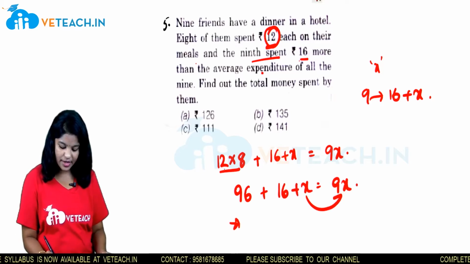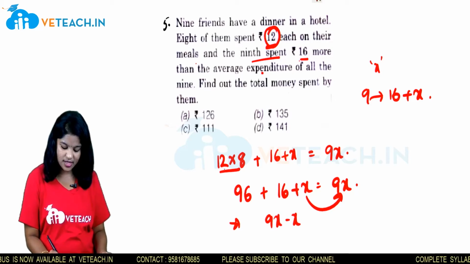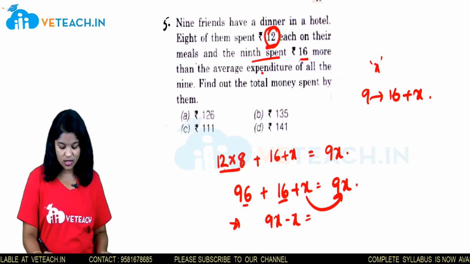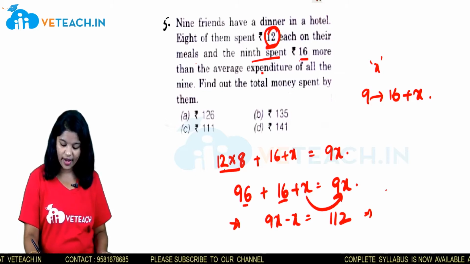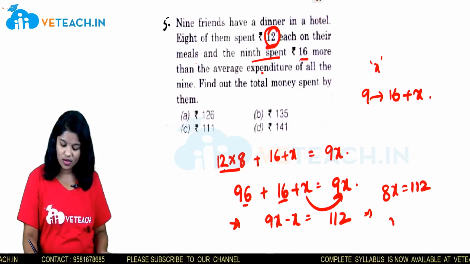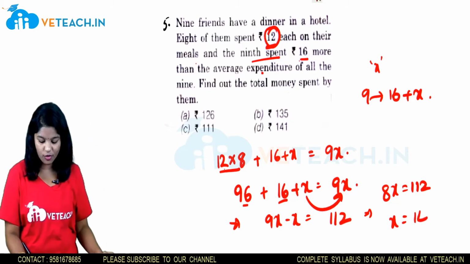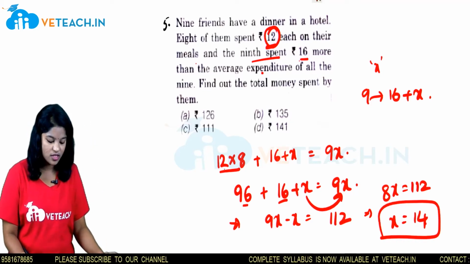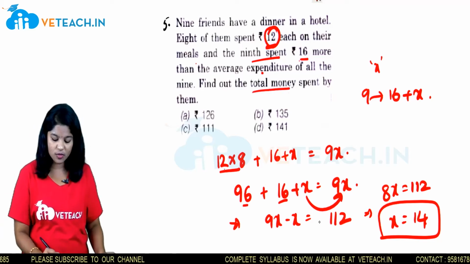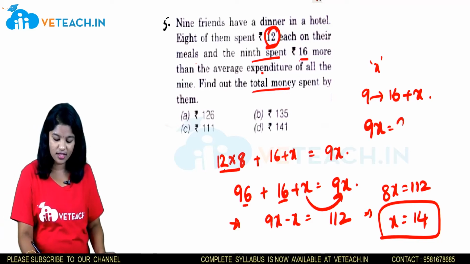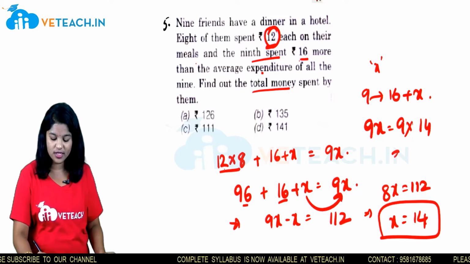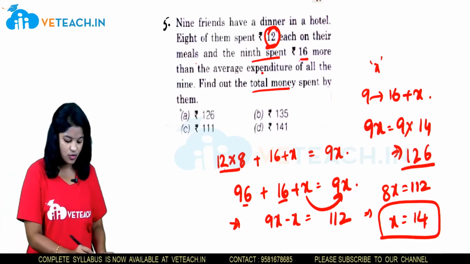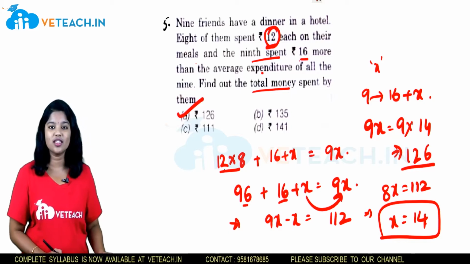Take X to the other side, it will become 9X minus X is equal to 96 plus 16, that is 112. So 8X is equal to 112, X is equal to 14 rupees. So the average expenditure of all the 9 persons is 14 rupees. Now we have to find out the total amount spent. Total amount spent is simply 9X, that is 9 into 14 rupees, which is equal to 126 rupees. So option A, 126 rupees, is our correct answer.